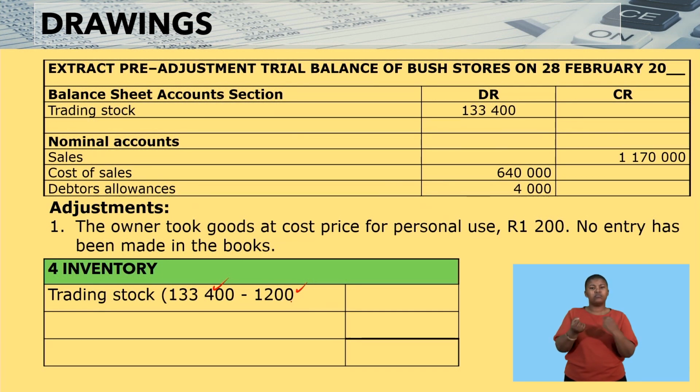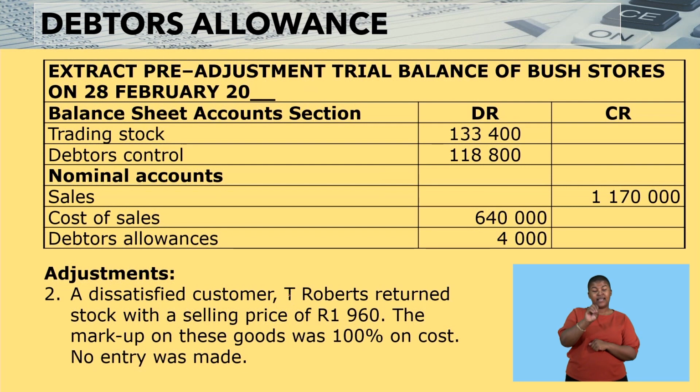I want us now to go to adjustment number 2. Let's see what adjustment number 2 will say. Debtors allowances. It reads, a dissatisfied customer, T. Roberts, returned stock with a selling price of 1,960. So this debtor is returning stock with a selling price of 1,960. The markup on these goods is 100% on cost. So we're given the markup, which is 100% on cost, and no entry was made.